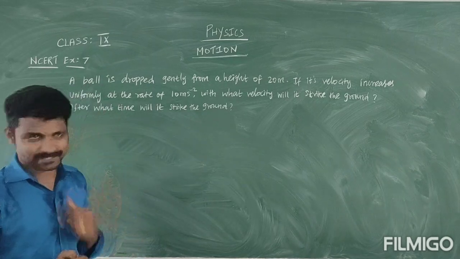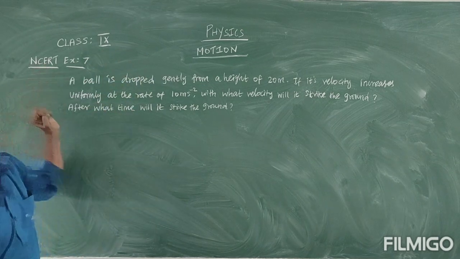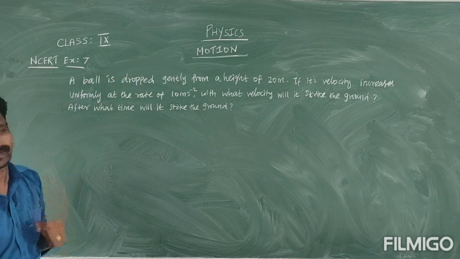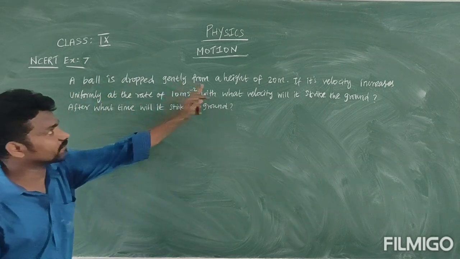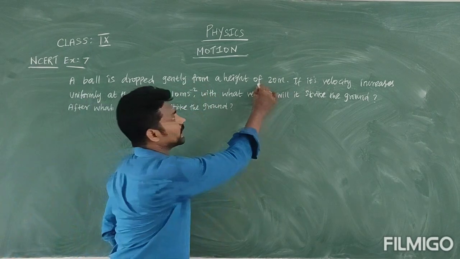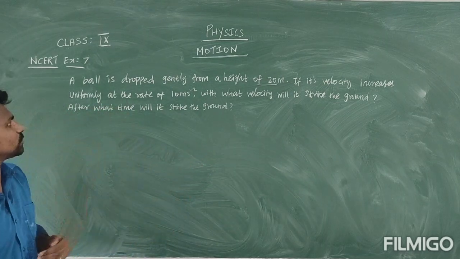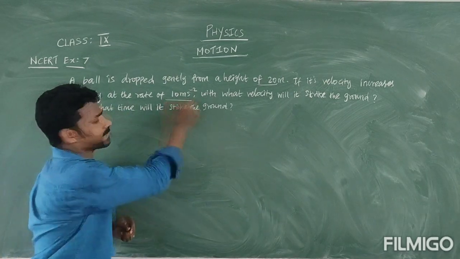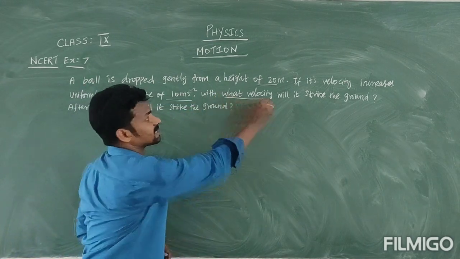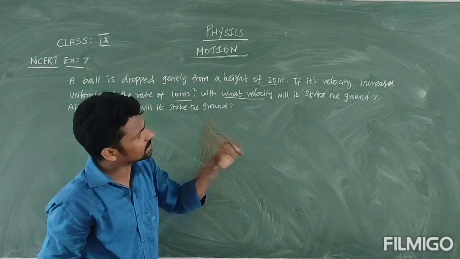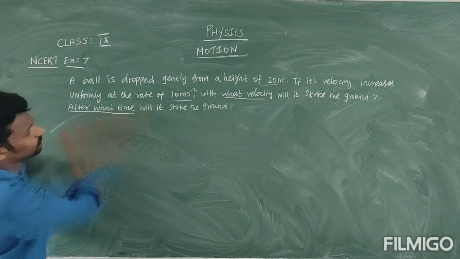Dear students, see the next question from the 9th standard motion chapter, NCERT exercise problem number 7. Please listen. A ball is dropped gently from a height of 20 meters. If its velocity increases uniformly at the rate of 10 meters per second squared, with what velocity will it strike the ground, and after what time will it strike the ground?